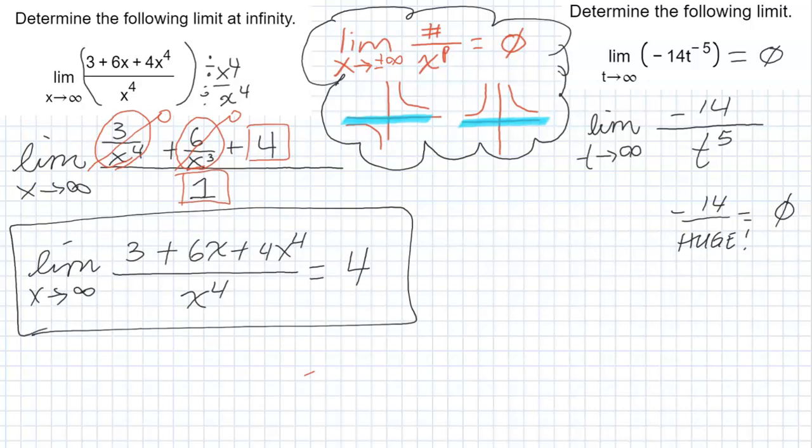Okay, so remember when taking limits at infinity, we relied on this fact right here. Okay, a number divided by a huge number, a constant divided by a huge number, is going to go to 0.